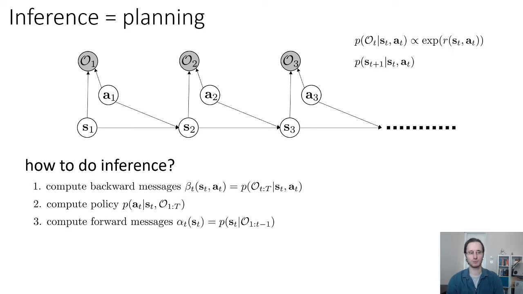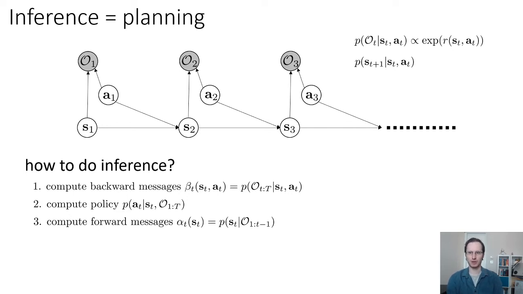The second one is to compute a policy, the probability of an action given a state, and given that the entire trajectory is optimal. And that's what we're interested in if we want to solve the forward RL problem. And we'll see how this can be recovered more or less directly from the backward messages. And then the third one is to compute the forward messages, the probability of ST given optimality at 1 through t minus 1. And this will be important later for inverse RL.